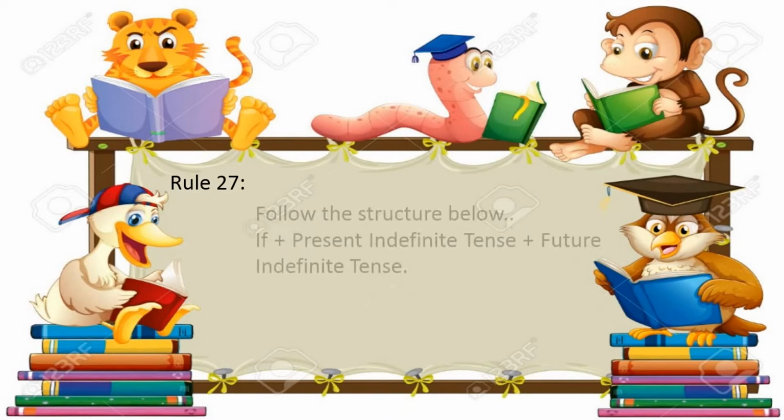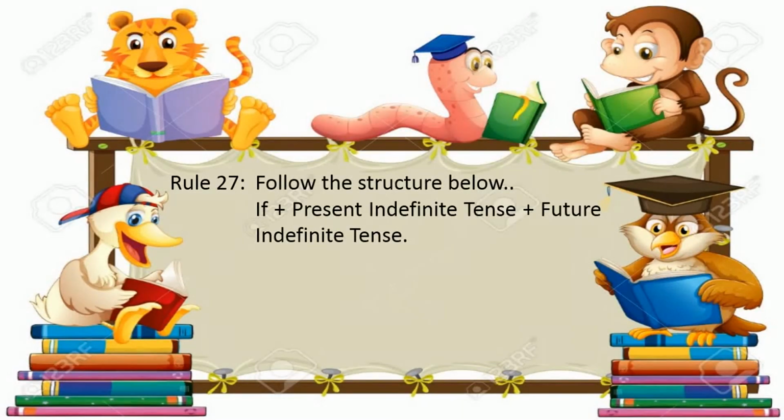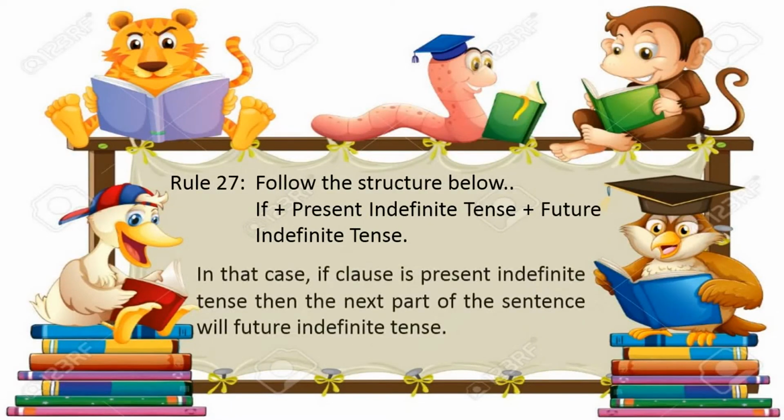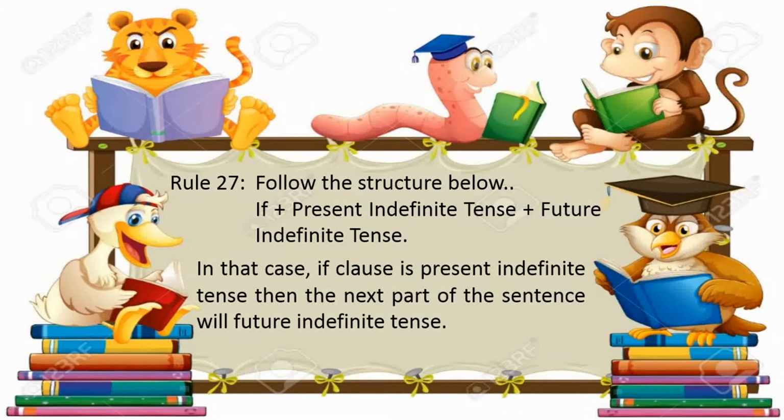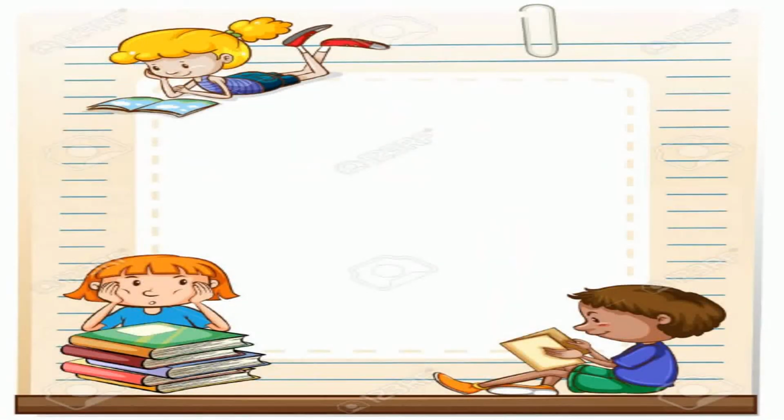Rule number 27. Follow the structure below. If plus present indefinite tense plus future indefinite tense. That means in that case, if the if clause is present indefinite tense, then the next part of the sentence will be future indefinite tense. So let's have the example.